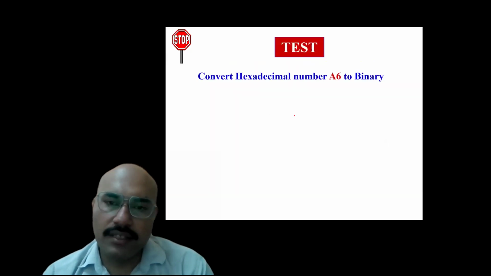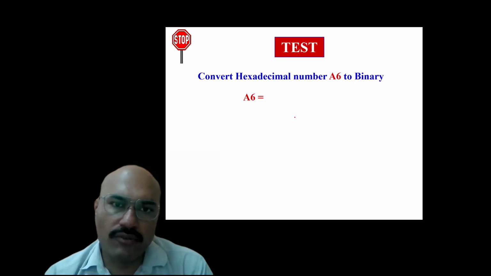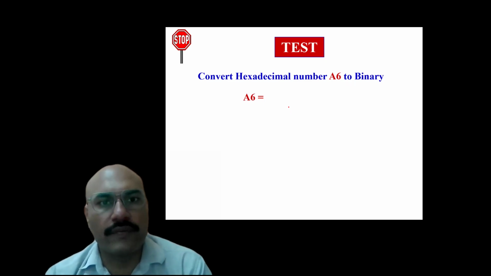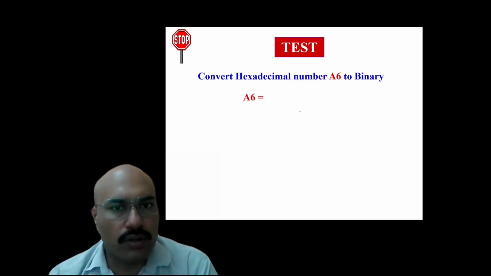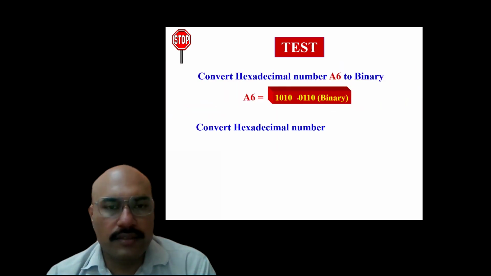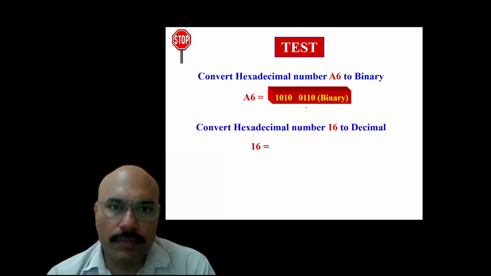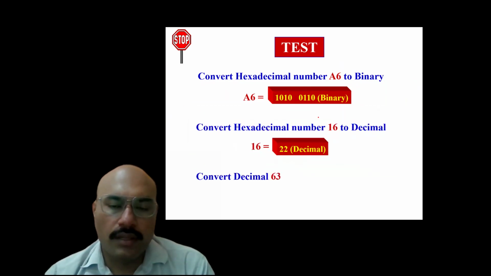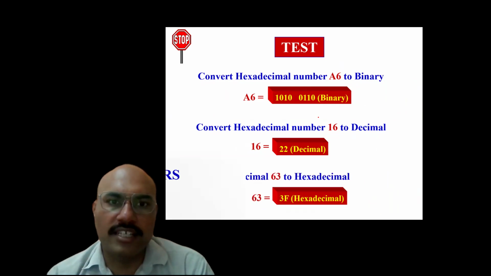You can practice here if you want to convert A6 to binary. You can just pause the video and solve it on your own, and later you can see. So this is the binary number. For binary conversion, you just replace the codes. A is 10, so you can add that, and similarly for 6 you can add. Right. So this is what we did for hexadecimal.